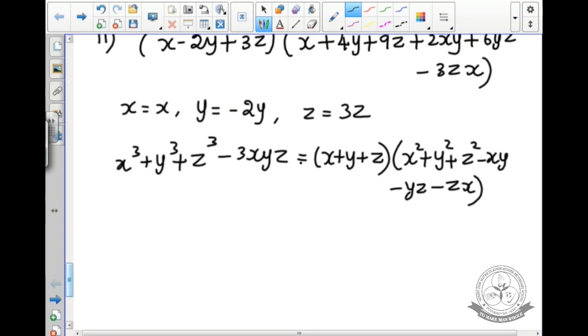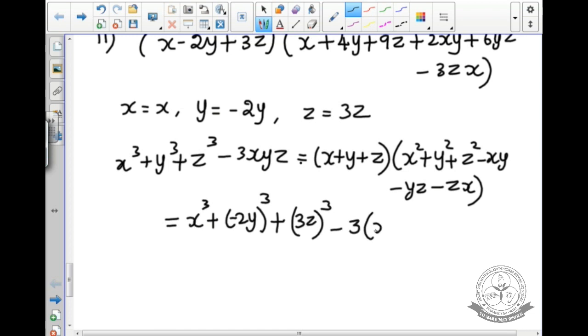So here x is equal to x and y is equal to 2y and z is equal to 3z. So our question is equal to, we can apply x cube plus y is equal to 2y, so 2y whole cube, sorry, here y is equal to minus 2y. So minus 2y whole cube plus 3z whole cube, then minus 3 into x is equal to x and y is equal to minus 2y and z is equal to 3z.